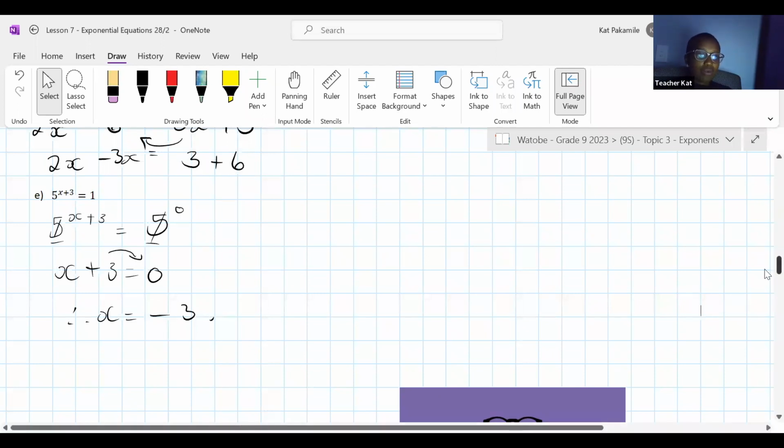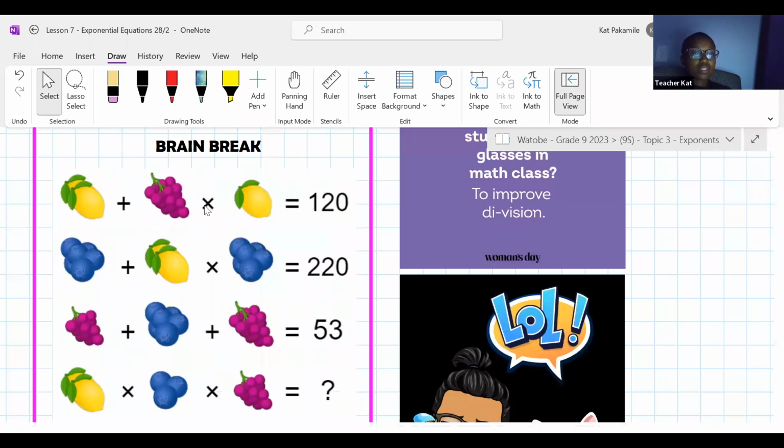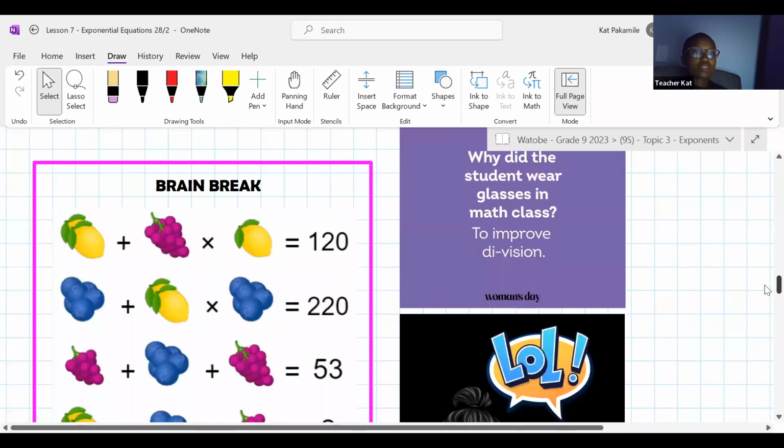For now, while Witumelo's typing, this brain break nearly killed us in the other class, and we still haven't figured it out. Let's see if we can figure it out here. Let's start with our joke. What does our joke say? Why did the student wear glasses in math class? To improve division. Like the vision, but division. Okay, it's really lame, I know. I found it hilarious the first time I heard it.